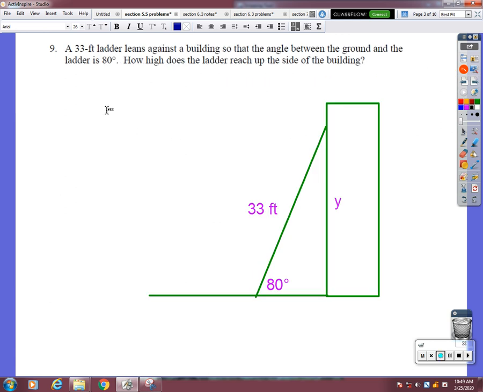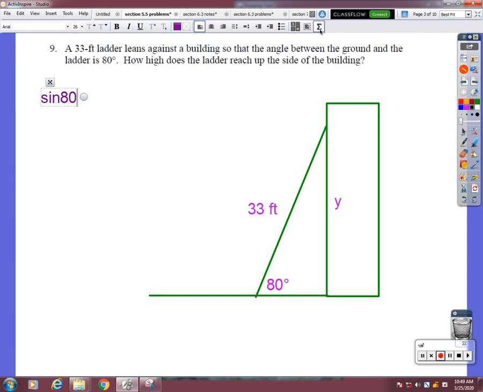Okay, let's take a look at some word problems. I know you love these. So in this case, start with an easy one. A 33-foot ladder leans against the building so that the angle between the ground and the ladder is 80 degrees. How high up does the ladder reach? So we are looking for the opposite side. We have the hypotenuse. That is the sine.